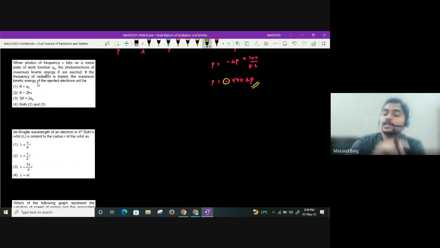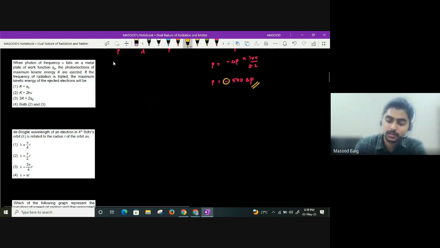If you see current versus intensity, as I've just told you, is it following a straight line passing through origin? Yes, it is following a straight line passing through origin. So if intensity is doubled, current will be doubled again. If intensity is tripled, current will be tripled again. Okay, so that is how we take it.